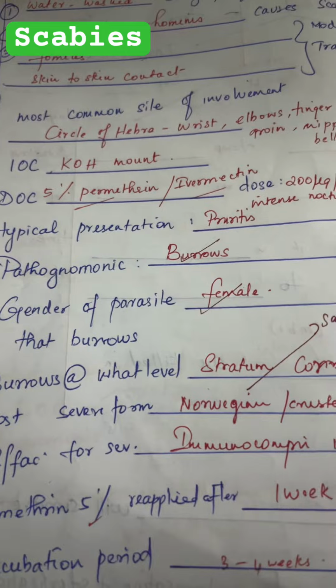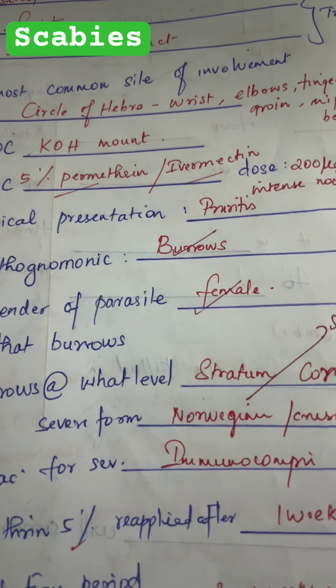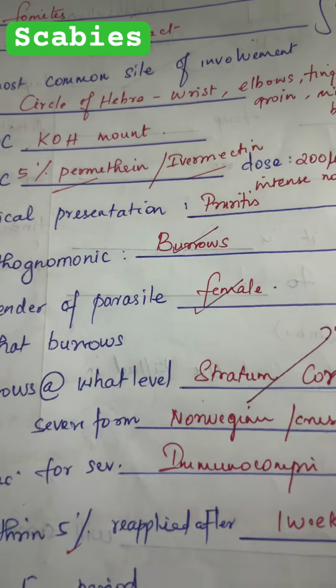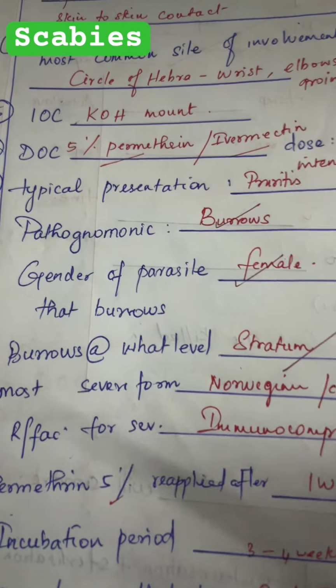And what is the treatment? Prophylaxis of scabies, what do you give? 5% permethrin and oral ivermectin. What is the incubation period of scabies? It is 3 to 4 weeks. And the drug of choice, we know already.